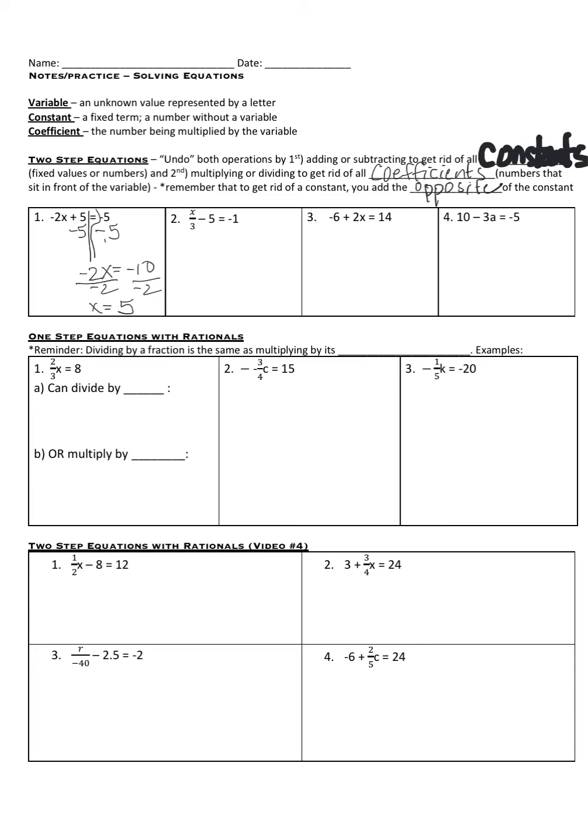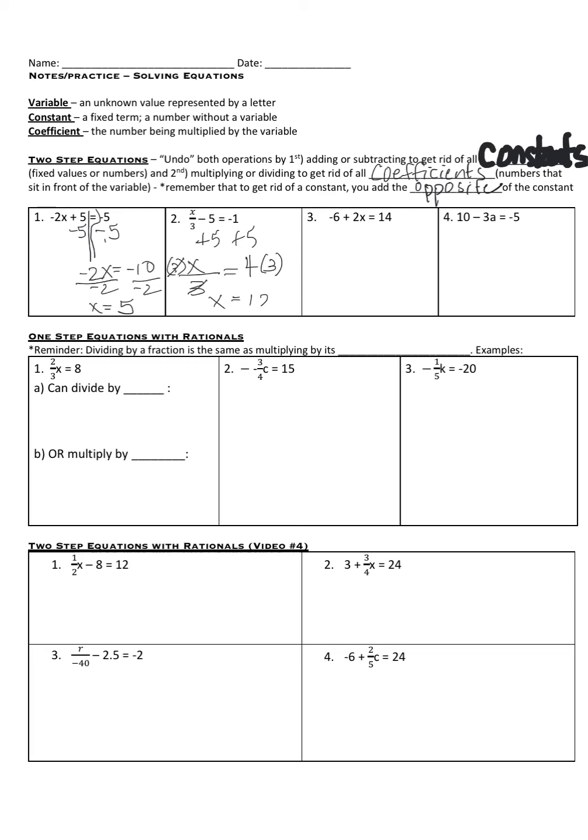In the next example, the opposite of our constant is to add 5. We're left with x over 3. Negative 1 plus 5 is 4. X over 3 is like division, so we're going to multiply by this 3 in order to get rid of it, and do that to the other side.